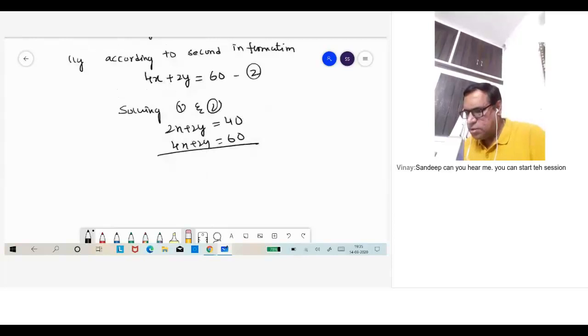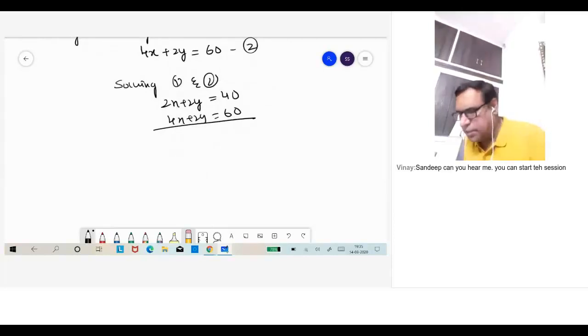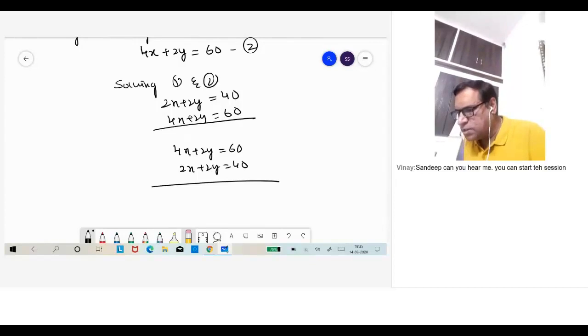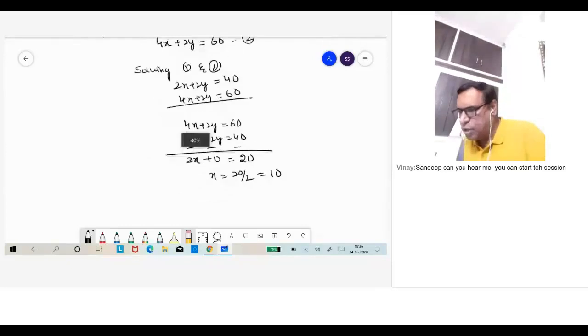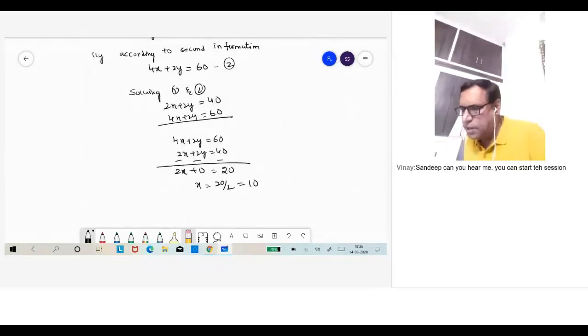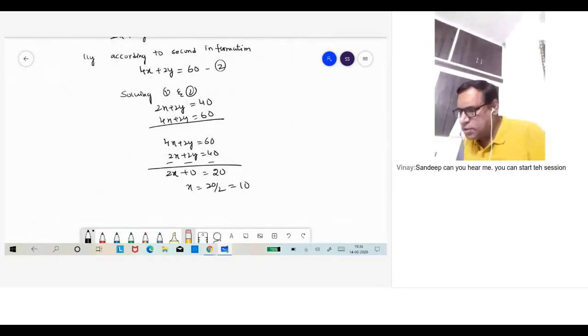Let's solve this. I'll write 4x plus 2y is equal to 60 first for our convenience. The other equation is 2x plus 2y is equal to 40. How will you solve this? Obviously, I'll subtract. What is 4x minus 2x? It is 2x. What is 2y minus 2y? It's 0. 60 minus 40 is 20. So 2x is 20, and if you divide 20 by 2, it is 10. So the value of each book is 10 rupees. Similarly, you got x as 10.